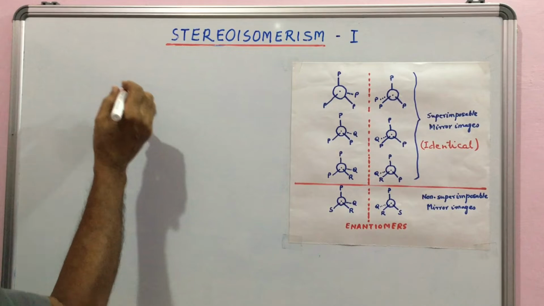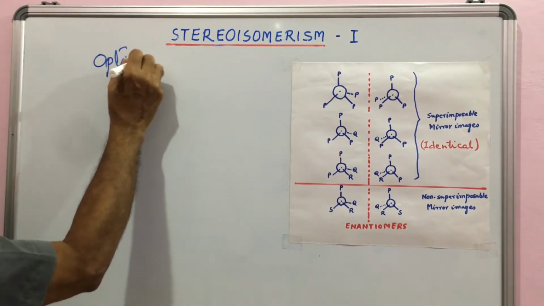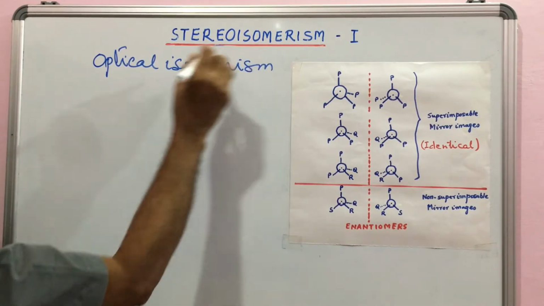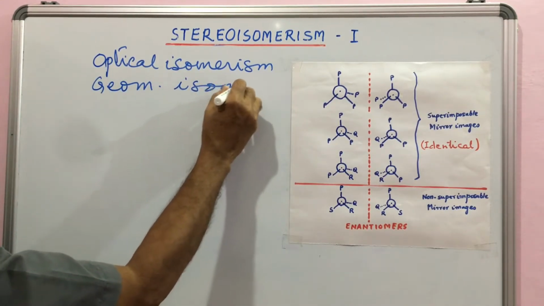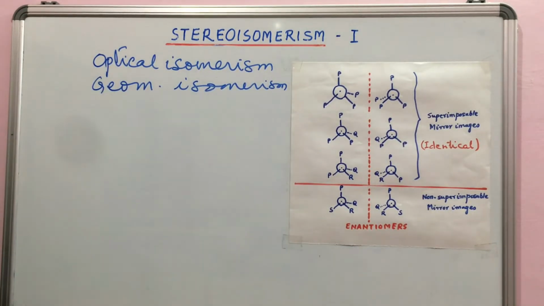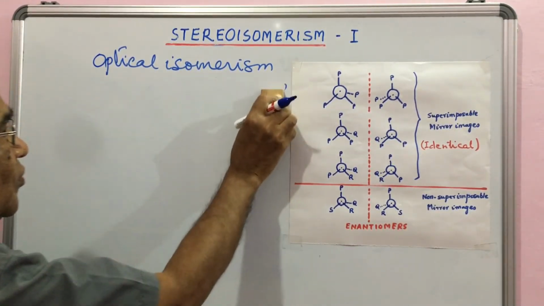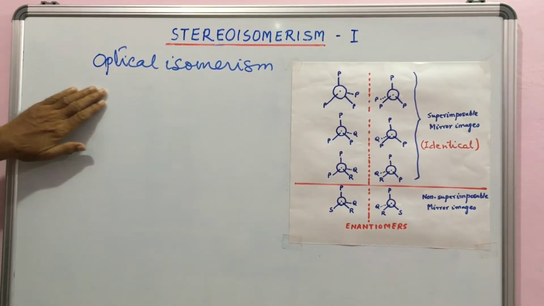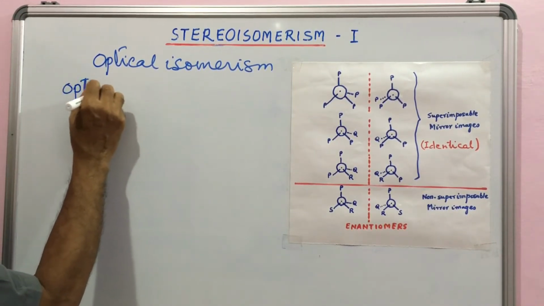Stereoisomerism is of two types: optical isomerism and geometrical isomerism. We will first take optical isomerism. To understand optical isomerism, you have to understand what this optical business is. So, try to understand what optical activity is.